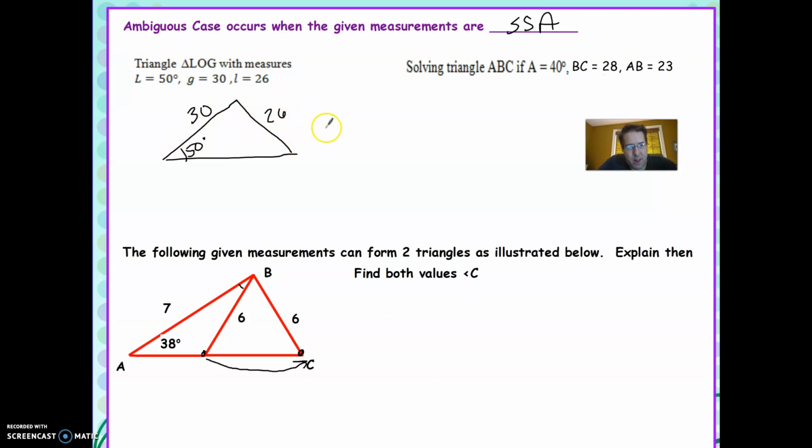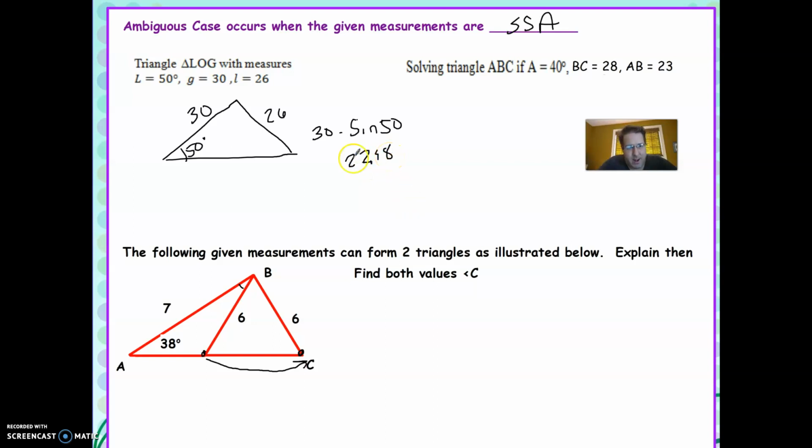Now, if you multiply 30, which is the adjacent side, times sine of 50, and you get a value that ends up being less than the other side, then you know that this is going to have 2 triangles. And I believe that's going to be the case for this. So 30, which is the adjacent side, times sine of 50, which gives us about 22.98. All right.